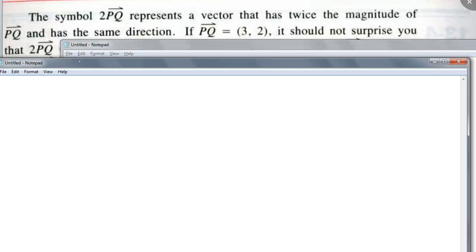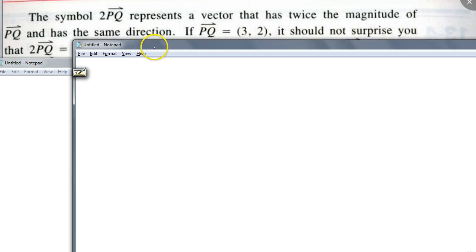Symbol 2 vector PQ represents a vector that has twice the magnitude of vector PQ in its same direction. Vector PQ equals 3, 2. It shouldn't surprise you that 2 vector PQ equals to, anybody want to guess?